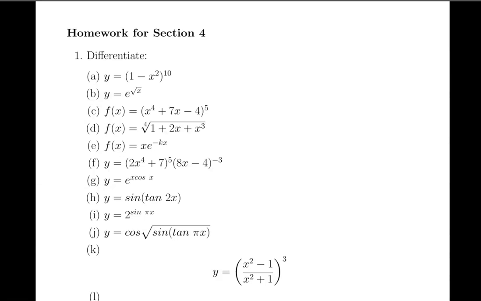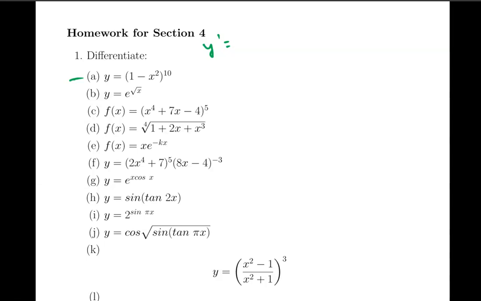Okay, so let's go through homework for sections 4 and 5 here. Again, there's a ton here, so we'll just pick a few. And the idea is always, you start from the outside and you just keep going until you run out of functions. So for A, y prime would be, well, the outermost function is something to the 10th, right?